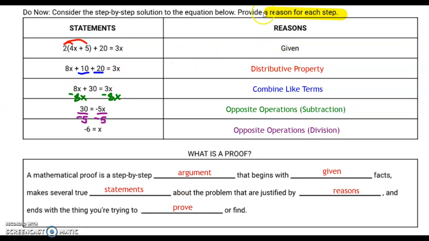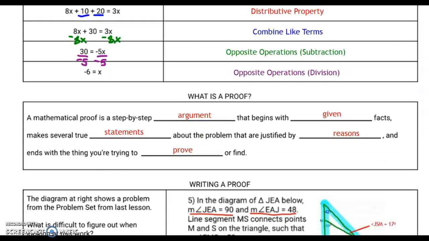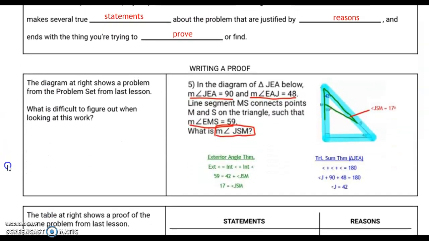All of the reasons are shown up here. And it ends with the thing you're trying to prove or find. In this case, we were trying to find the value of x. In a geometry problem, sometimes we're trying to prove that two things are equal or prove a fact about a shape, but also sometimes we're trying to find the value of a variable. Here's one example of a problem that we've done in the past. It was a problem from, I believe, the problem set from lesson 3.